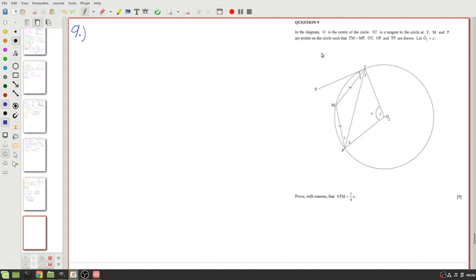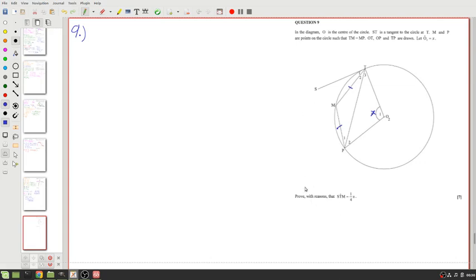Alright, so in the diagram, O is the center of the circle, ST is a tangent to the circle, M and P are points on the circle such that TM and MP are equal. So we see they've got little lines indicating that they are equal in length. And OT, OP, and TP are drawn. And O1 is X. So that angle there is X. Let me write that down just in case you can't see properly. So that is angle X.